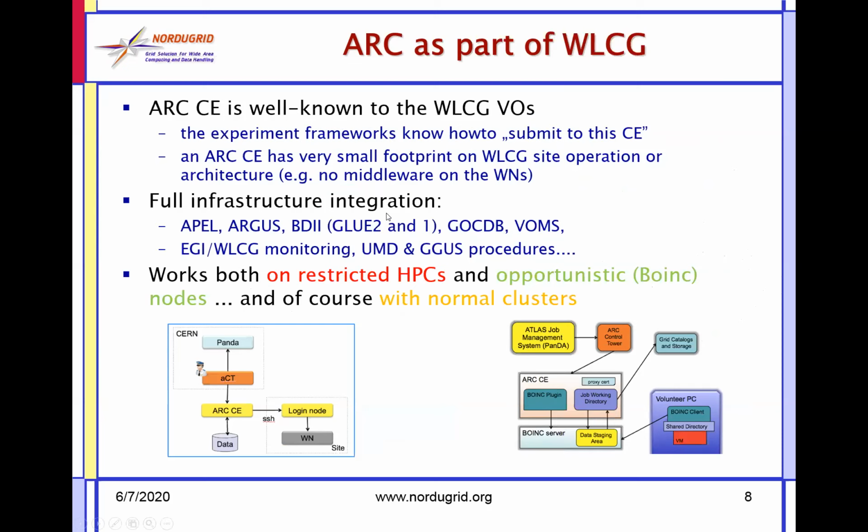It is well integrated with the infrastructure services like APEL, Argus, BDII, GOCDB, VOMS, and all the other monitoring components and procedures. And ARC can be deployed both on restricted HPCs or opportunistic clusters like Boinc clusters, and of course on normal clusters. So ARC6 covers the whole spectrum of computing clusters of various kinds. This is a figure of the HPC deployment, and this is a high-level overview of Boinc internals.